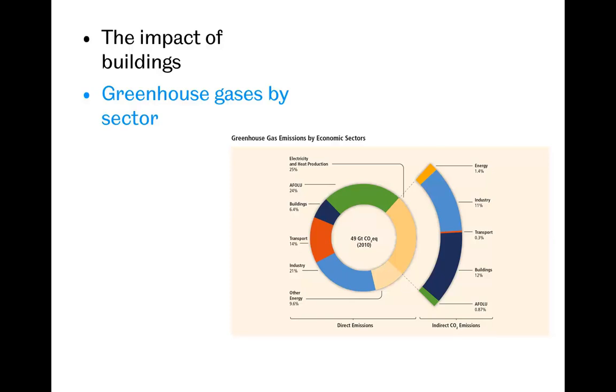And then just briefly, before we finish, we've got a quick video to watch at the end. Greenhouse gases by sector. We've seen this already, but it's just a reminder that buildings, 6.4% here, 12% here, so that's 18%. Transport, 14% here, plus about 3%. So these are the things that we can influence as designers. Collectively, if we put buildings and transport together, we have a significant proportion of greenhouse gas emissions that we can influence.